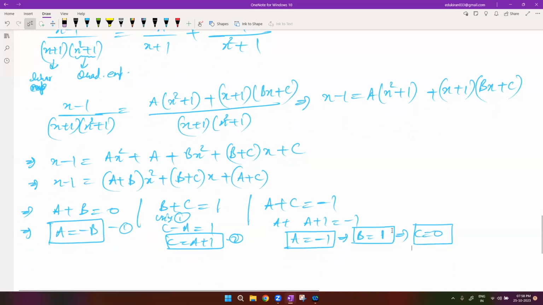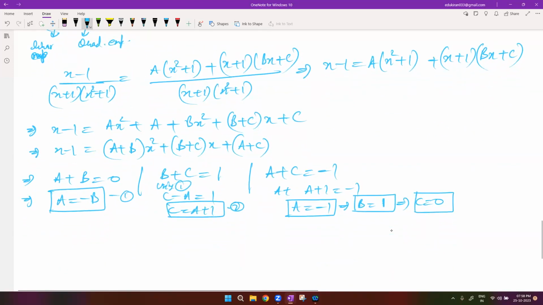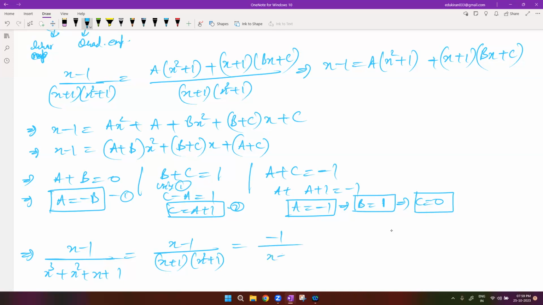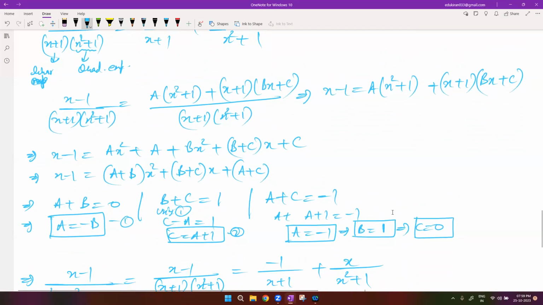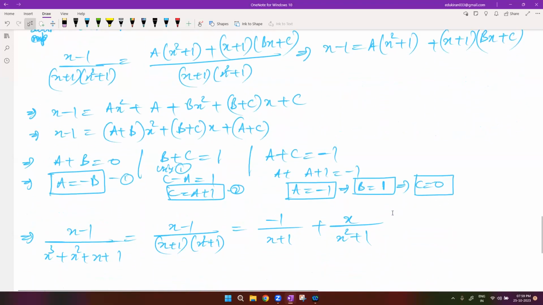So this particular expression, x minus 1 upon, okay, just give me a minute. So it implies that this expression, x minus 1 upon x cube plus x square plus x plus 1, can be further simplified to x minus 1 upon (x plus 1) into (x square plus 1), which can be further simplified into the form of minus 1 upon x plus 1 plus x upon x square plus 1. So you put the value of a as minus 1, so minus 1 upon x plus 1, c is 0 and b is 1. So this becomes this.